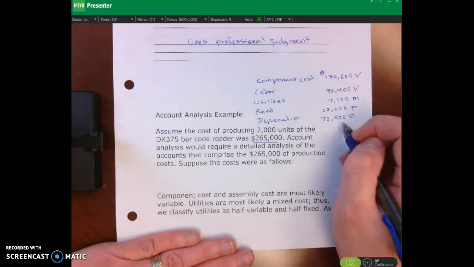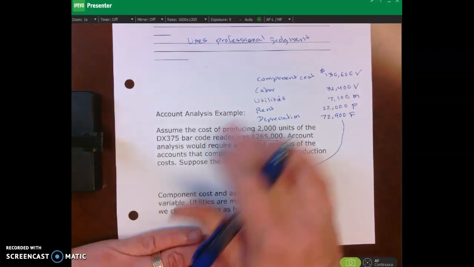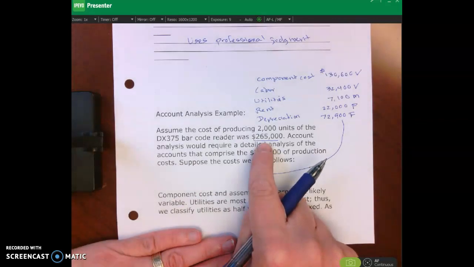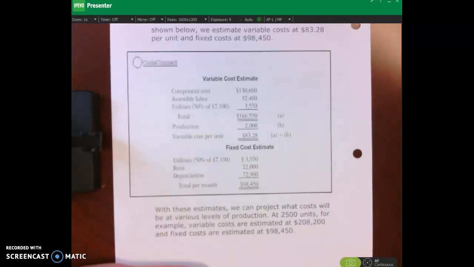So that would be our breakdown. That's what I'm saying right over here. So that's step one, figuring out where we get this cost, what the components of this cost are, and then classifying each of those as variable, fixed, or mixed. Okay? So let's say that we did that, and here's what we have.